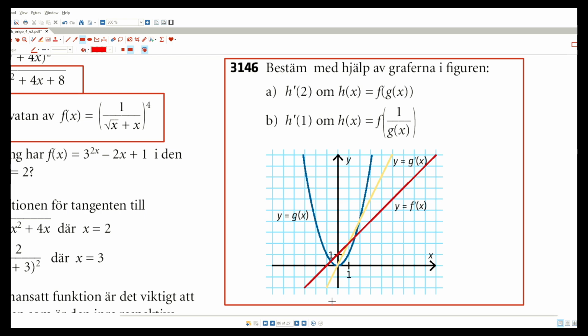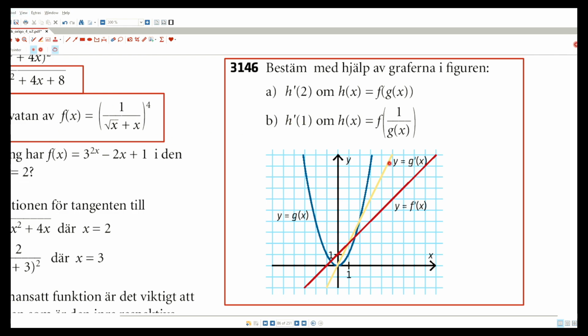The answer is yes. You see, there is a yellow line. Whatever it is, it doesn't matter. Is it a line? Is it a very complicated curve? Whatever, it doesn't matter. What matters, it is the graph of g prime of x. And what you're supposed to calculate? You're supposed to calculate g prime of 2. Yeah, so let me change this.